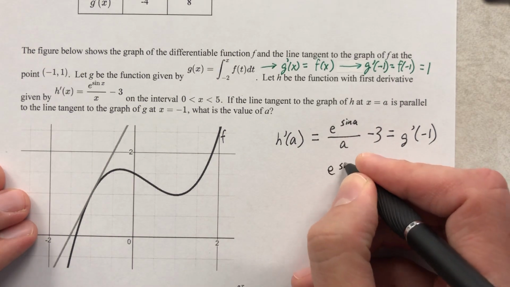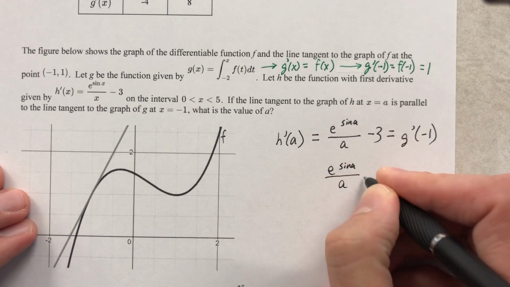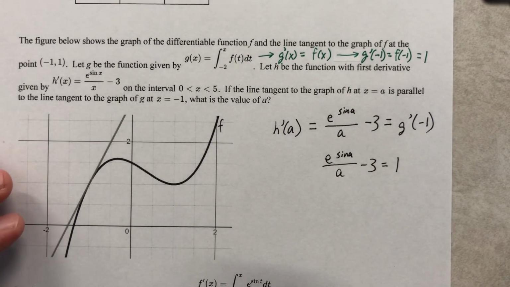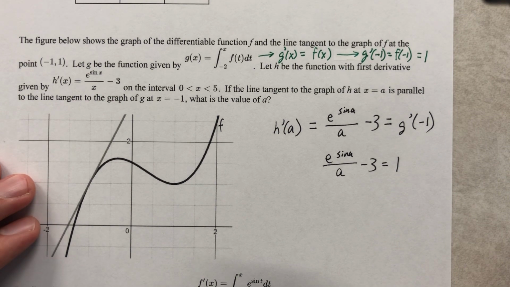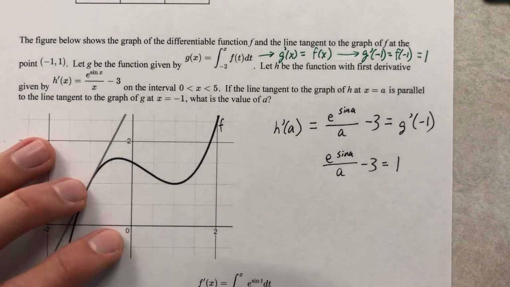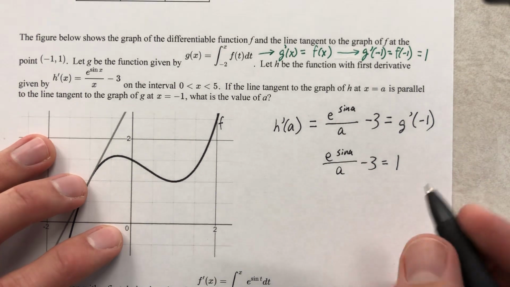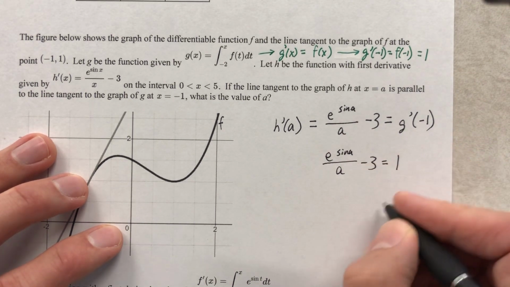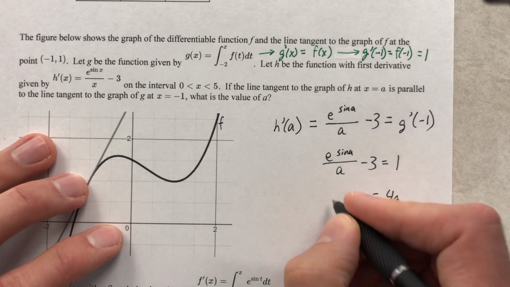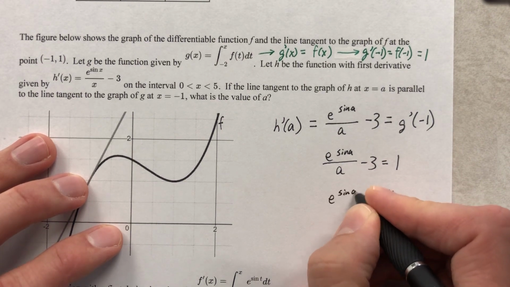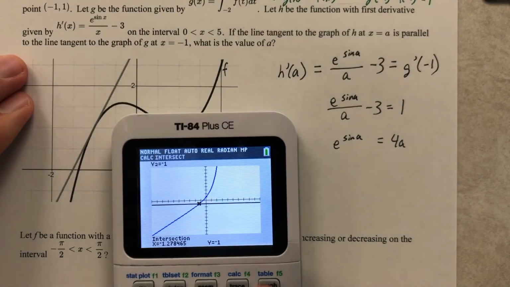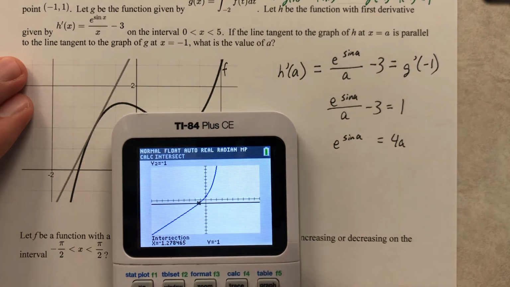E to the sine a over a minus 3 equals 1. And we're just going to solve it. That's it. And you can just type it in the way it is. I'm going to do just a little finagling because I feel like it. I'm going to say add 3, it becomes a 4, multiply by a. So we have 4a here, and we're going to have e to the sine a here, and we're going to graph them. We're going to graph them both, see where they cross. This is definitely a calculator active question. We are indeed in radians, just good to know.